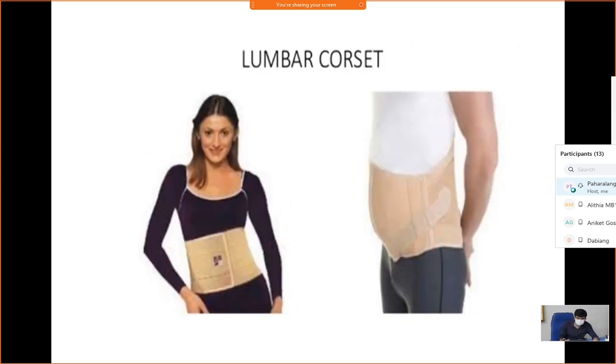This is the lumbar corset. This is used in the lower spine, lumbosacral spine, for lower back pain, back muscle strain, any tuberculosis of the lumbar spine, and lumbar radiculopathies, listhesis, where there is a slide of a vertebra over another vertebra, so there is instability. We use this one to give external support to stabilize the spine.